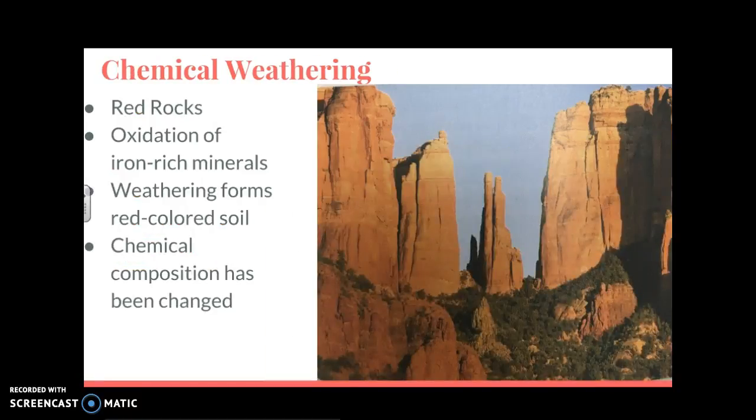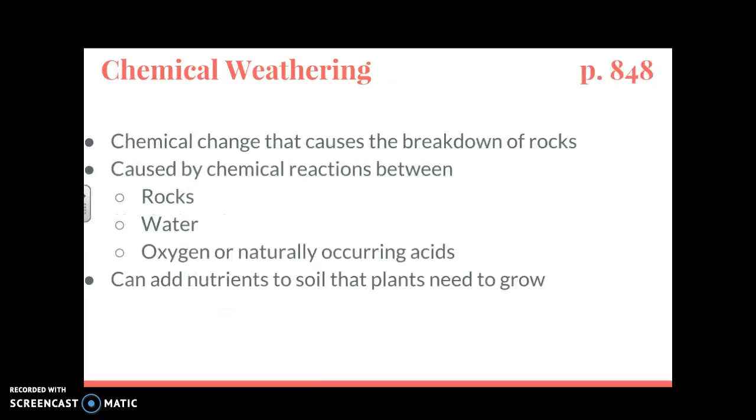So we've talked about mechanical weathering. Now let's talk about chemical weathering. Take these red rocks for instance. Oxidation of iron-rich minerals forms red-colored soil, and the chemical composition of these rocks has forever been changed. Chemical weathering is a chemical change that causes the breakdown of rocks, on page 848 if you'll follow along in your book. It's caused by chemical reactions between rocks, water, and oxygen or naturally occurring acids. Chemical weathering can also add nutrients to soil that our plants need to grow.